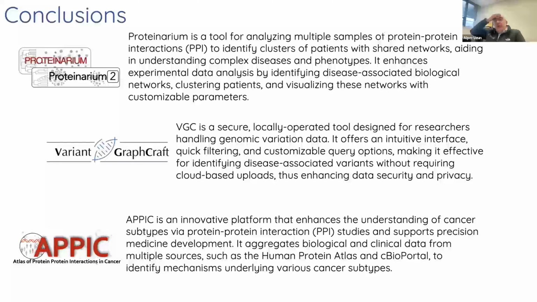So Proteinarium now has two versions. Proteinarium 1 is the initial one. Now Proteinarium 2 is the most extended one. And as I mentioned, we are identifying clusters of patients and visualizing their networks. And Variant GraphCraft is recently out. It is available again, so you can use it for your needs. If you have any questions, needs or suggestions, you are very, very welcome. And EPIC is again available.